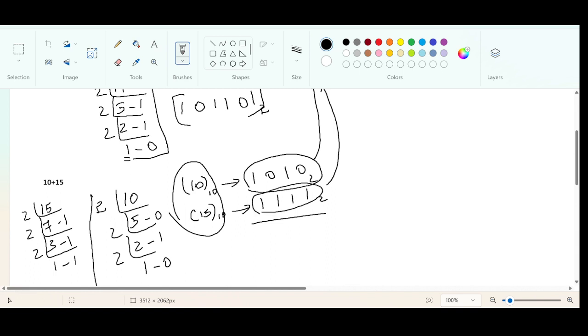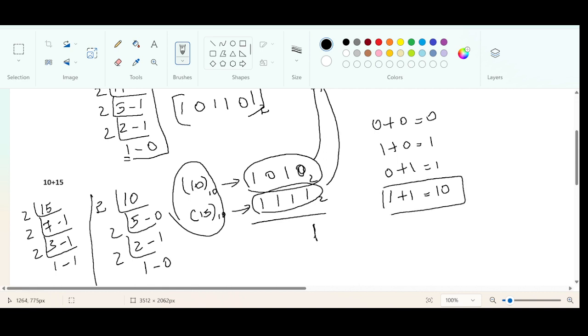If you want to add two binary numbers, this is how binary addition works. 0 plus 0 is 0, 1 plus 0 is 1, 0 plus 1 is also 1, and if you add 1 plus 1, it is going to be 10. In binary, 1 plus 1 is 10. We need to follow these rules of binary addition. I'm assuming that you know all this, and I'm explaining it so that after a few minutes you will understand why this explanation is necessary.